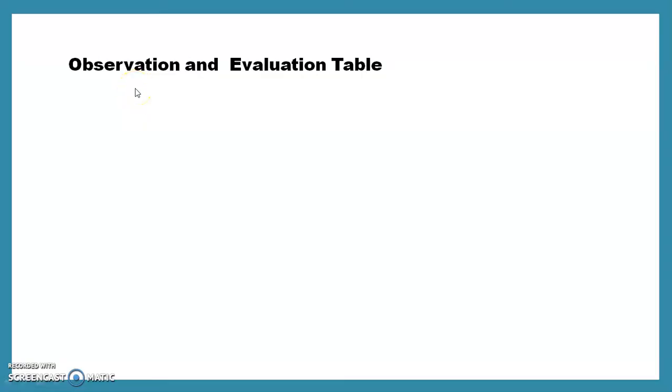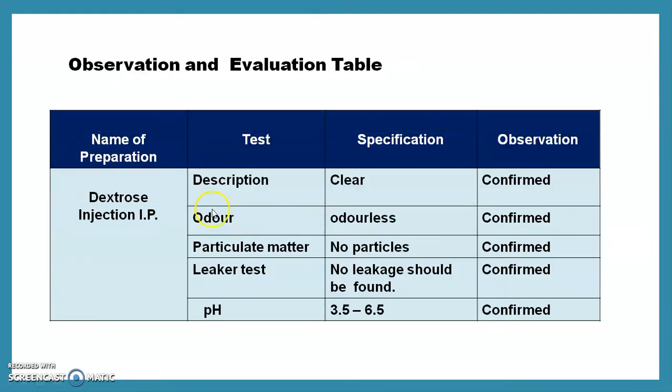It is still too hot. These are our ampoules, ready. Now we see the observation and evaluation table. The observation and evaluation table contains the name of the preparation, test, specification and observation. Name of our preparation is dextrose injection IP. First test is the description.